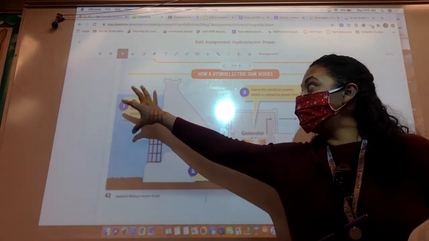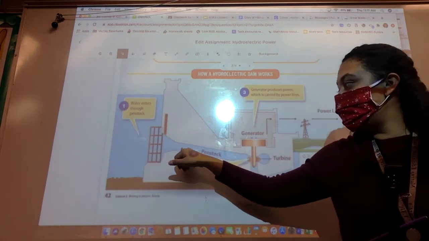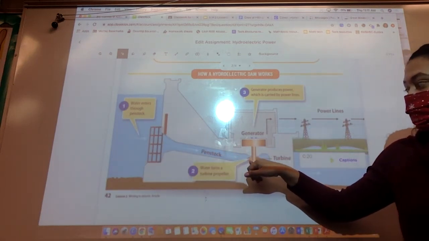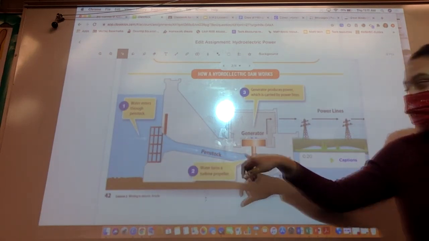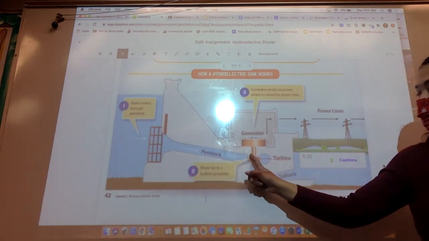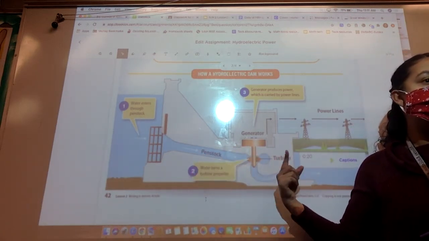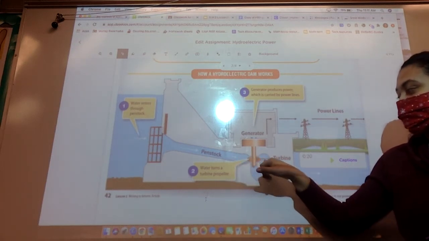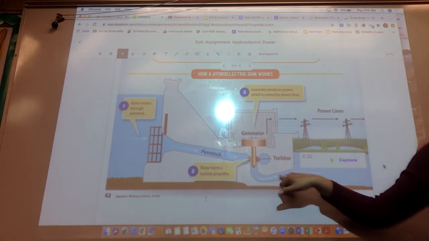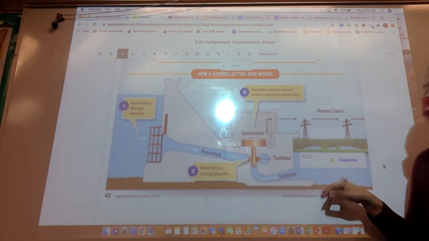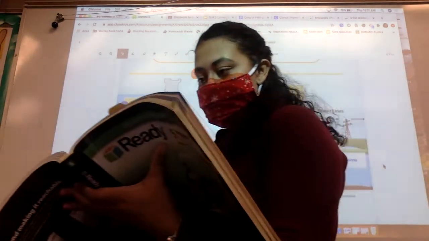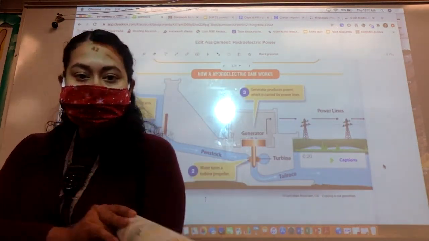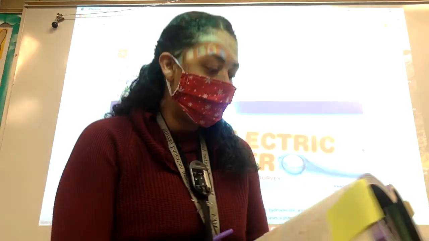Okay, so it starts through here, enters through the penstock, moves through in this direction. So the water wants to go out somewhere, which causes the turbine to spin. So as the water keeps making the turbine spin, it's moving downward and then out this way. Okay. Ready on page 43? Oh wait, let's go back to page 42.